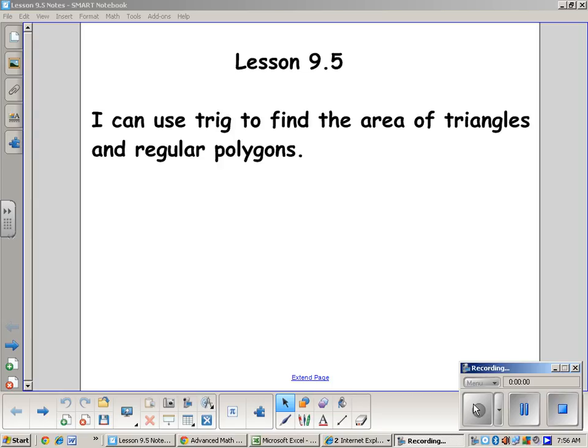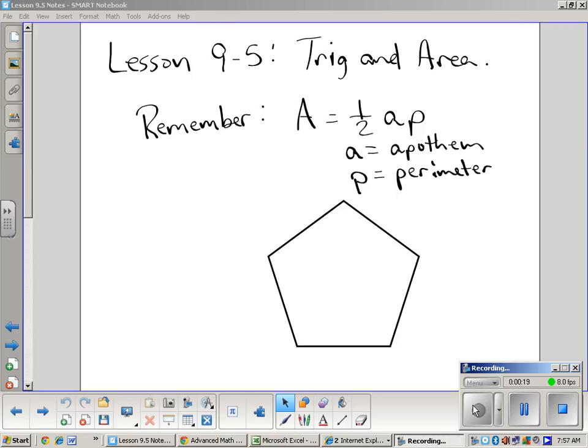We're going to talk about finding area of triangles and regular polygons, and I know we've done that before, but today there will be a little less information given, and we'll have to apply rules of trig to help us do that. Okay? So it's going to be a little different than the formulas you learned before. Remember the formula 1/2 AP.